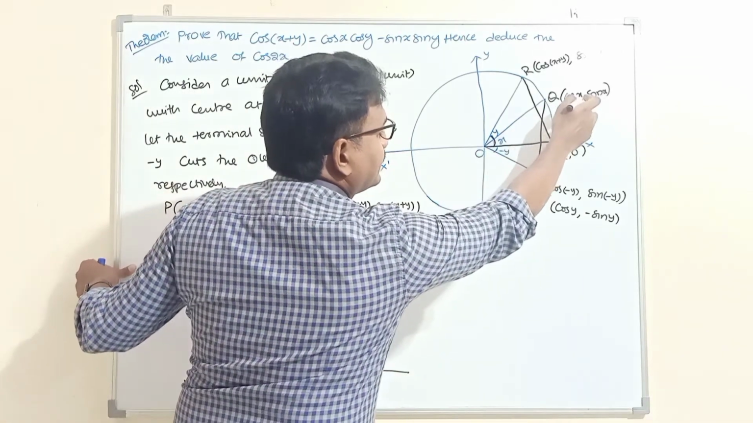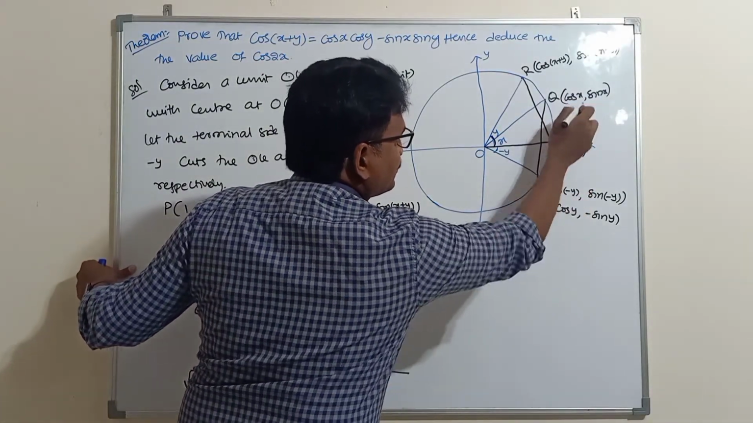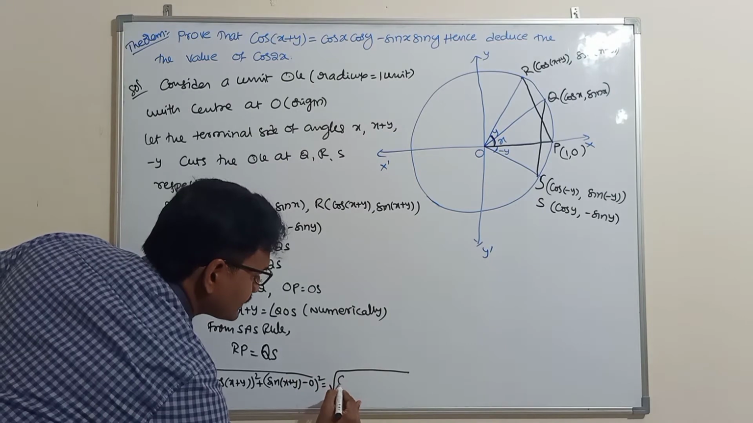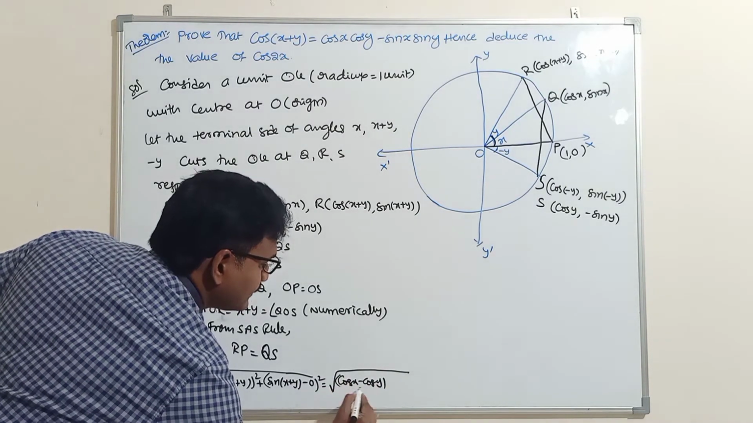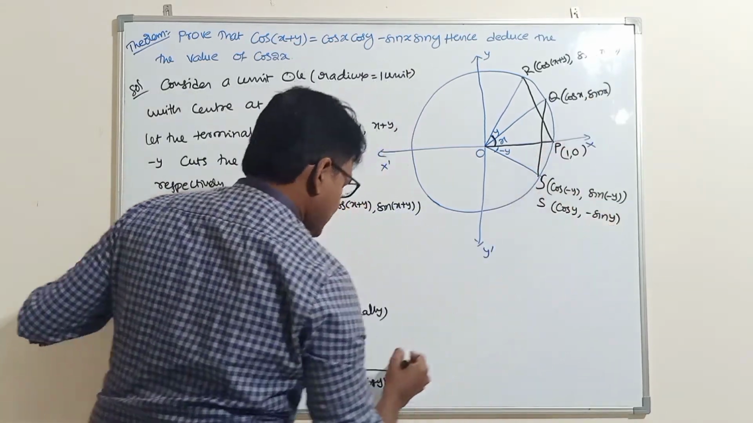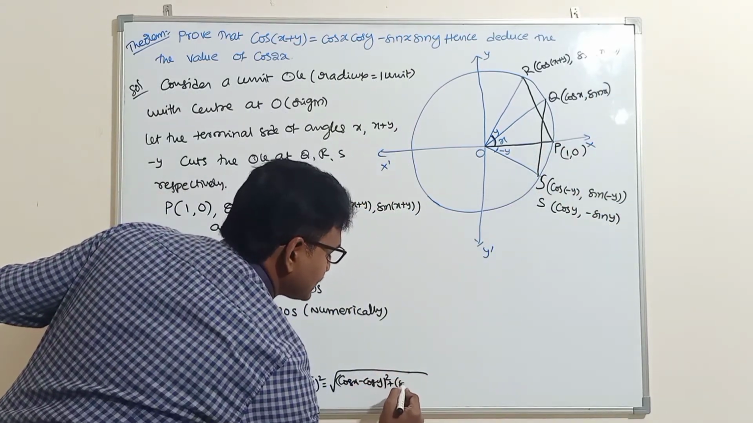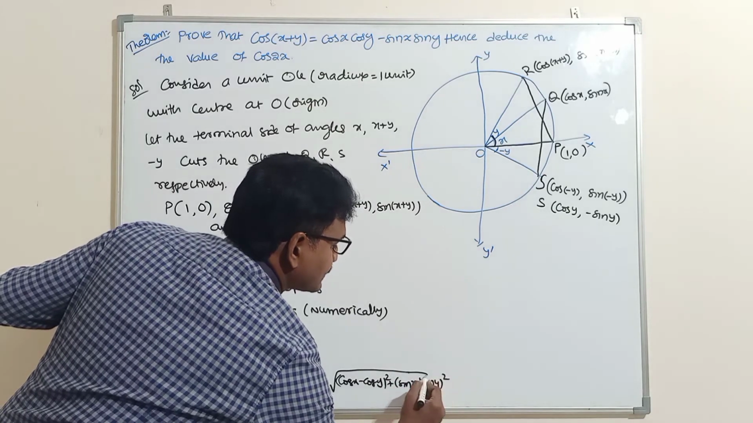This is equal to the square root of QS. QS means (x2 minus x1) whole square. This is Q, this is S. So it is the square root of (cos x minus cos y) whole square plus (sin x minus of minus sin y), that means (sin x plus sin y) whole square.